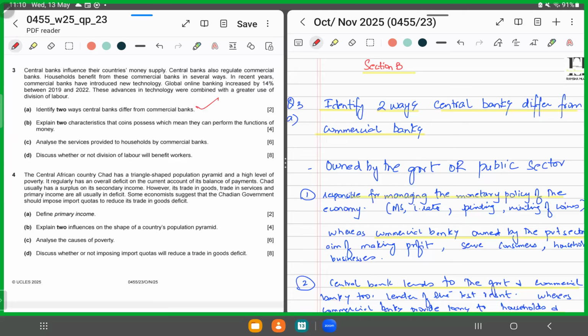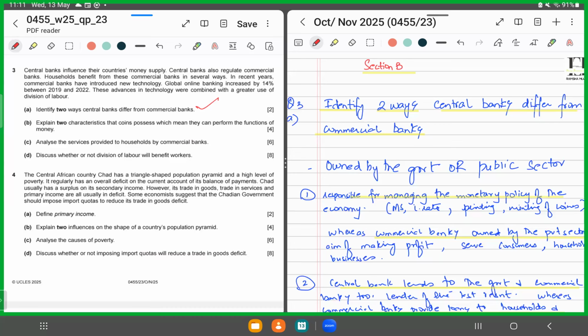Now notice it's a 2-mark question. In order to answer this question, you are going to provide a character trait or a function of a central bank, and for that you need to provide a corresponding character trait for commercial banks such that the difference is stated clearly. So the marks are going to be allocated in such a way that you provide the first character trait for the central bank and the corresponding trait for the commercial bank, and then the second character trait for the central bank and a contrasting trait for the commercial bank.